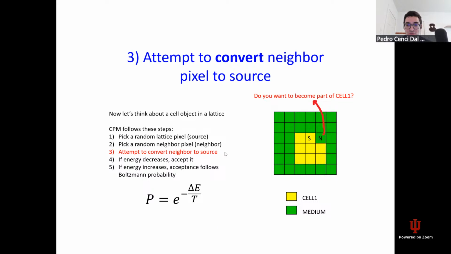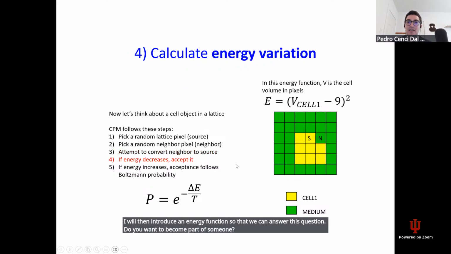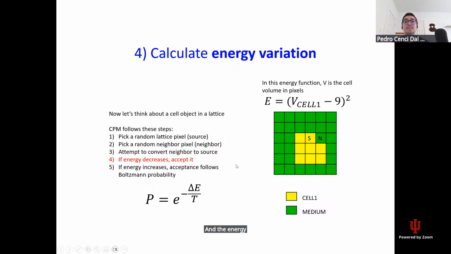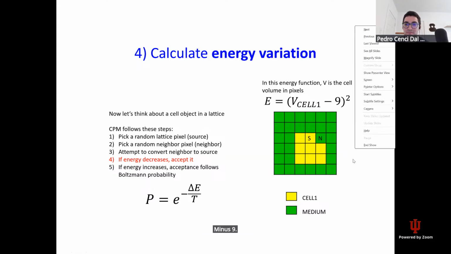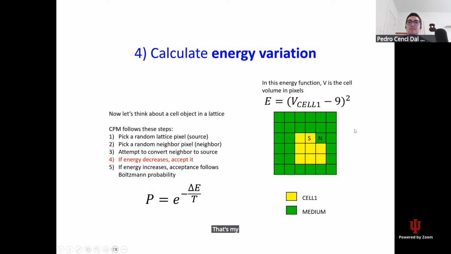I will then introduce an energy function so that we can answer this question. Do you want to become part of cell 1? And the energy I am introducing is energy equals the volume of cell 1. What is volume? It is the number of pixels that belong to cell 1. What is the number of pixels that belong to cell 1? 8. 1, 2, 3, 4, 5, 6, 7, 8. Minus 9, squared. That's my energy. So the volume of the cell minus 9, squared.